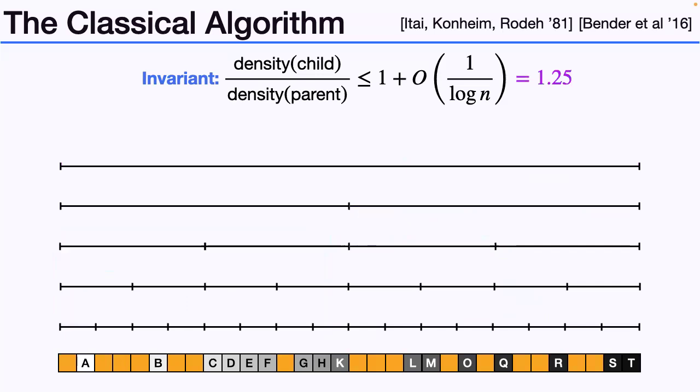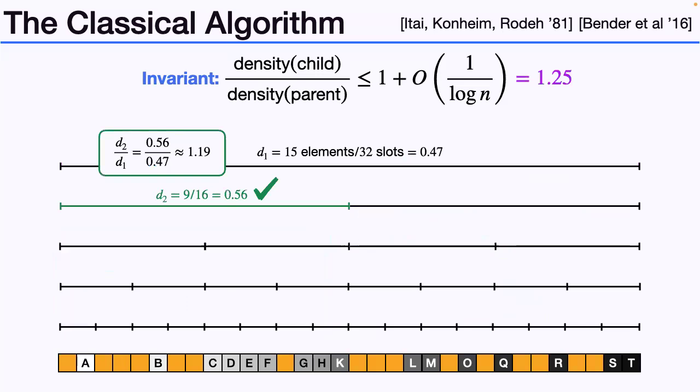Now let's look at what the algorithm does when the invariant is violated. Let's say for simplicity, instead of 1 plus log n, I have 5 at the top level. So just trust me going by the elements here. This is the density, we have 0.47. And then the density of the left child over here is 1.19 times it, which is within the invariant, so this one's fine. If I go down one more level, this child has gotten much denser than the parent.